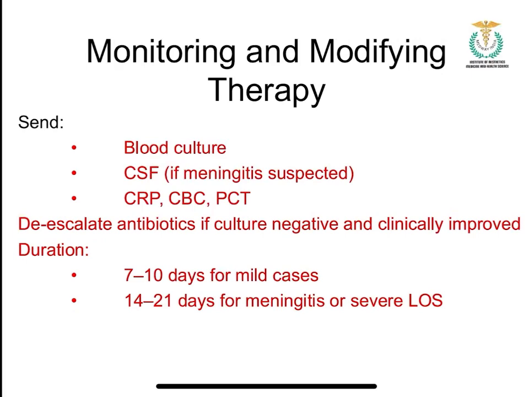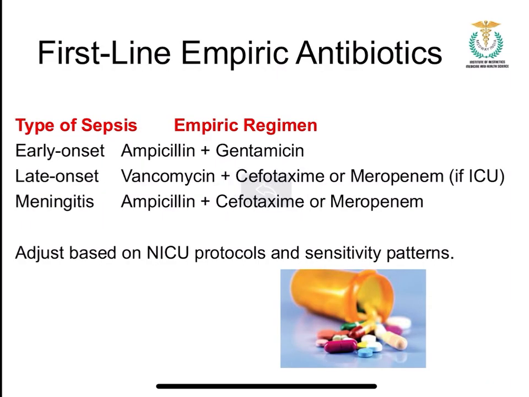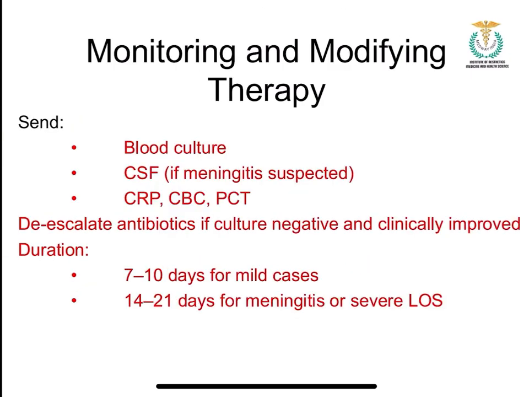And what do you give? We just discussed. In meningitis, cefotaxime or meropenem. So meropenem is given. And what dosage do you give meropenem in a meningitic child? It is higher. You start at 40 mg per kg per dose. Okay.